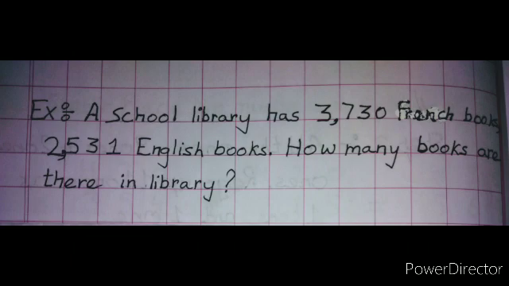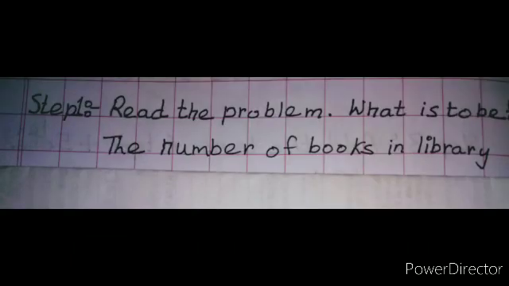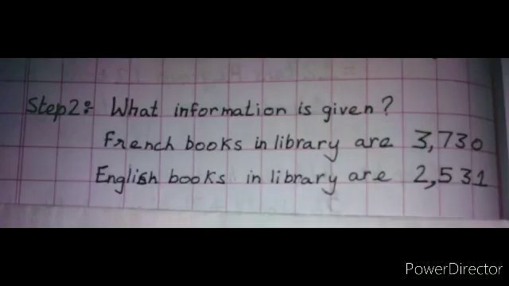So what we have to do? There is some information given and we have to find out how many books are there in the library. So first of all what we will do? Read the problem and find out what is to be found. So here we have to find the number of total books in the library. Second step will be what information is given. So what information is given? French books in the library is given and English books in the library is given.